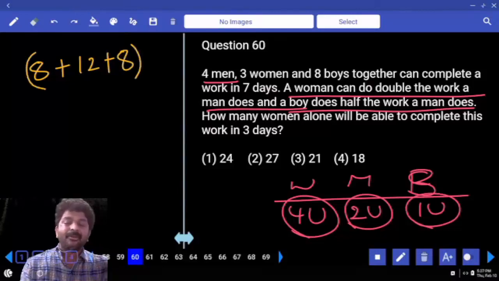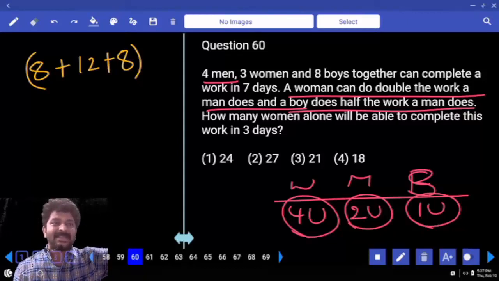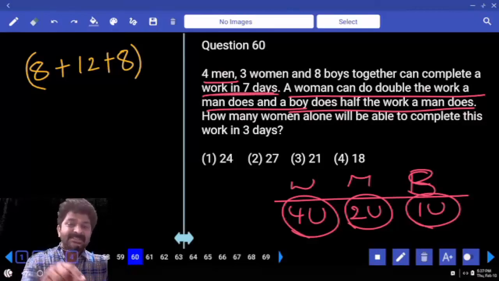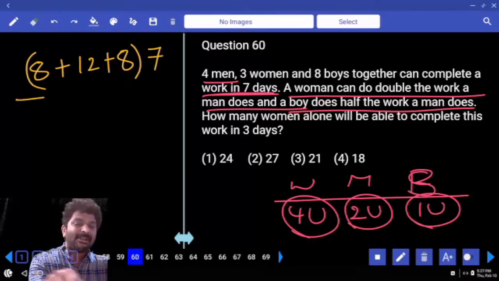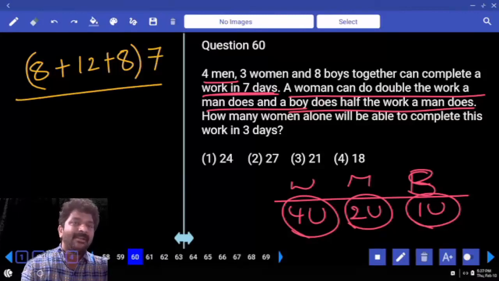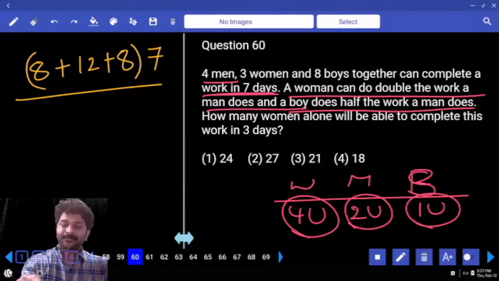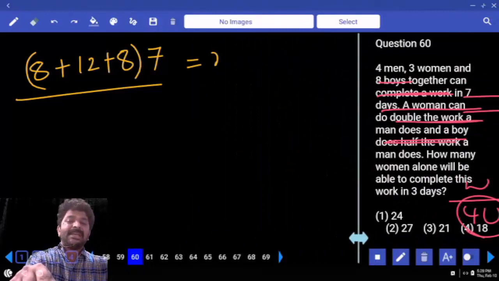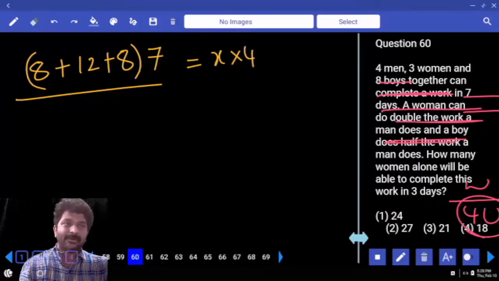So, 4 men, 3 women, 8 boys together do 8 plus 12 plus 8 units per day. Like that, they need how many days to complete the work? 7 days. Per day work of 4 men, 3 women, 8 children multiplied by 7 will give you total work. Now this must be done by only women. And how many women are required? That's your question. And they should be able to complete in 3 days. So this must be equal to X women work, where 1 woman can do 4 units.